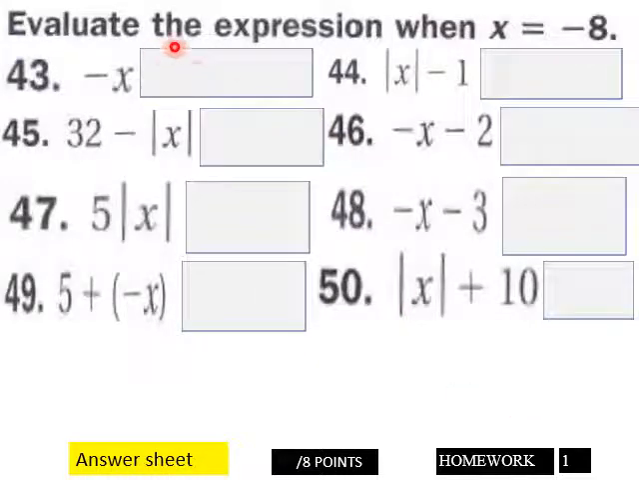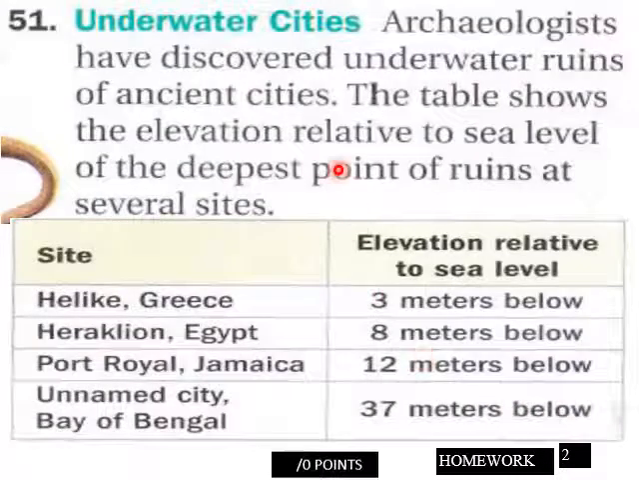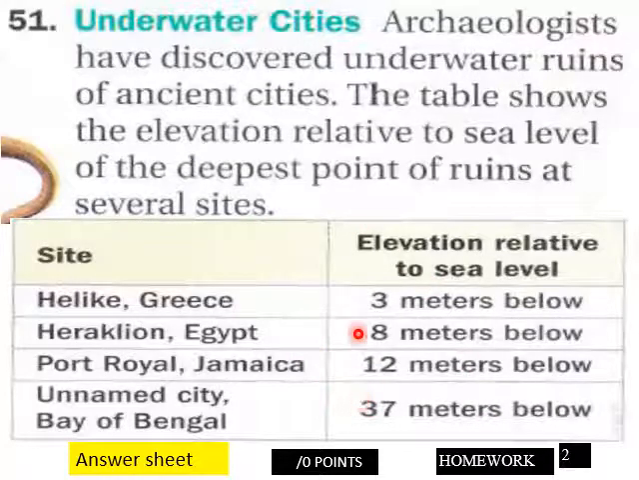Page 1 of part 2, evaluate the expression when x equals -8. So evaluate these when x equals -8. 8 points here for page 1. Page 2, you got a word problem here, underwater cities, and then you have a table. And okay, so page 2, you just have this display here for the table.